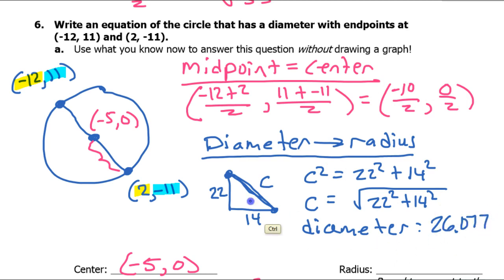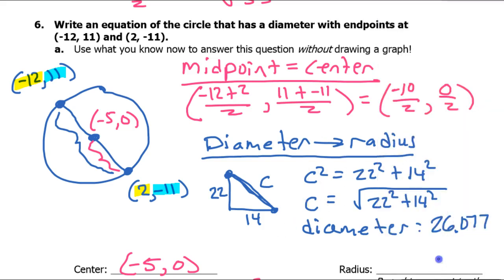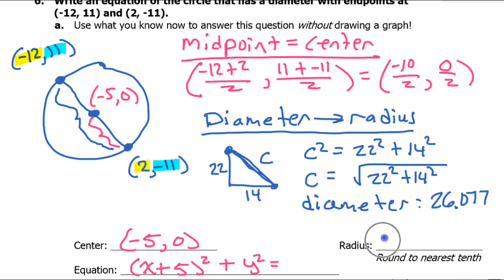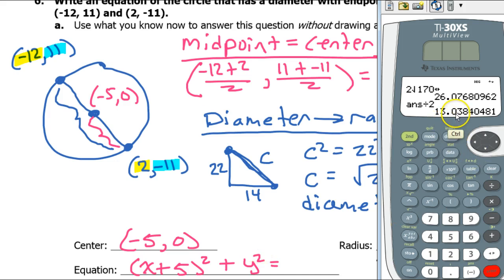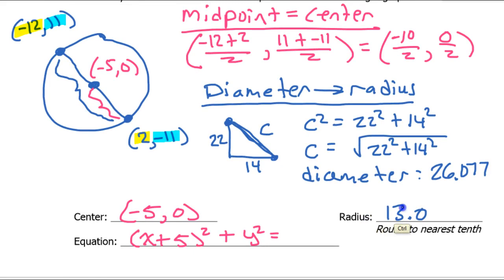That's the diameter. The diameter is the whole way. So the radius will be half of that. So now I'm going to take that and divide by 2. And then that should be the radius. So this is 13. Well, I'm rounding to the 1 decimal place. That's what the nearest tenth means. So that really comes down to 13.0, because it's 13.03, so 13.0. All right, so that's the radius.